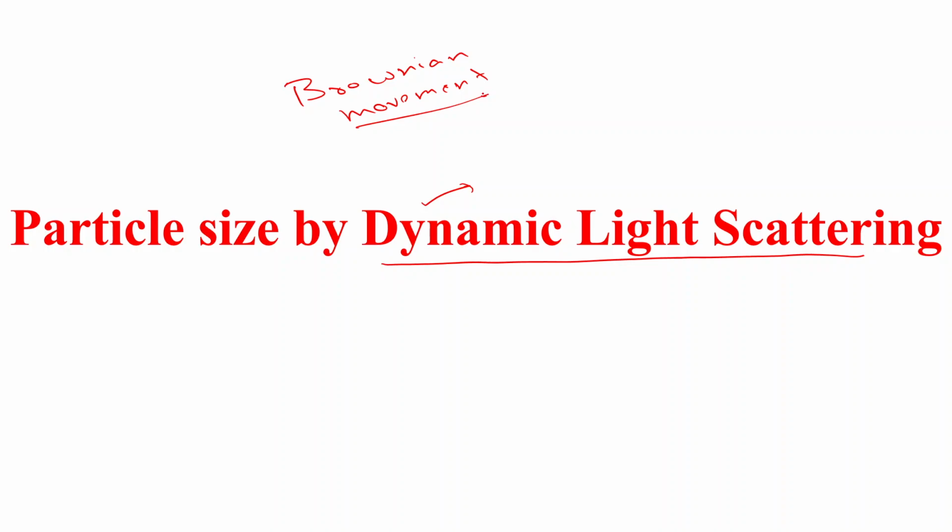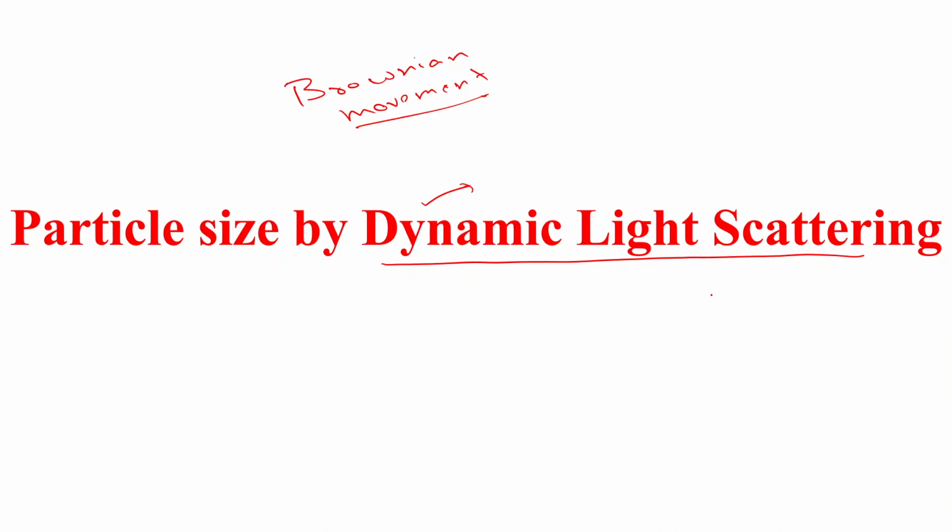Welcome. So in this video we will learn how to determine particle size in an instrument which is based on the principle of dynamic light scattering. Dynamic means that the colloidal particles in a solution are showing the Brownian motion, and these particles are scattering the light. When a laser is striking the particles, these particles will scatter the light, and since they are in motion, they are showing the Brownian motion.